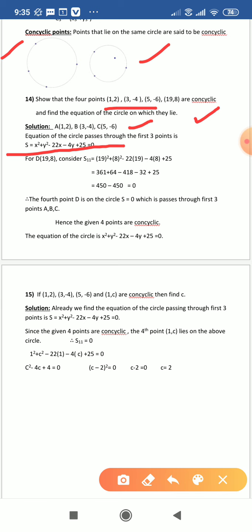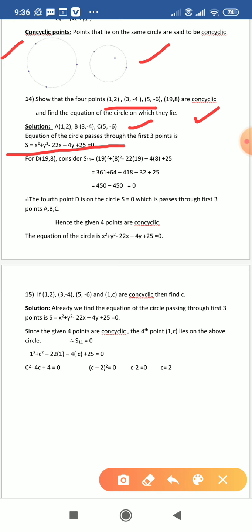So here the equation of the circle, by using the previous problem, passing through the points (1, 2), (3, -4), (5, -6) is x square plus y square minus 22x minus 4y plus 25 is equal to 0. This is the circle passing through the first 3 points. To show the given 4 points are concyclic, it is enough if we show that the fourth point is on this circle. When we say a point is on the circle, yes, if S11 is equal to 0, we say that the point is on the circle.